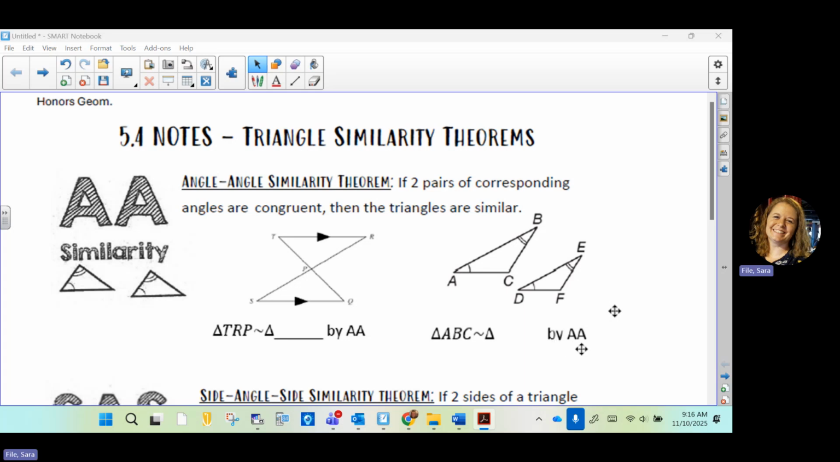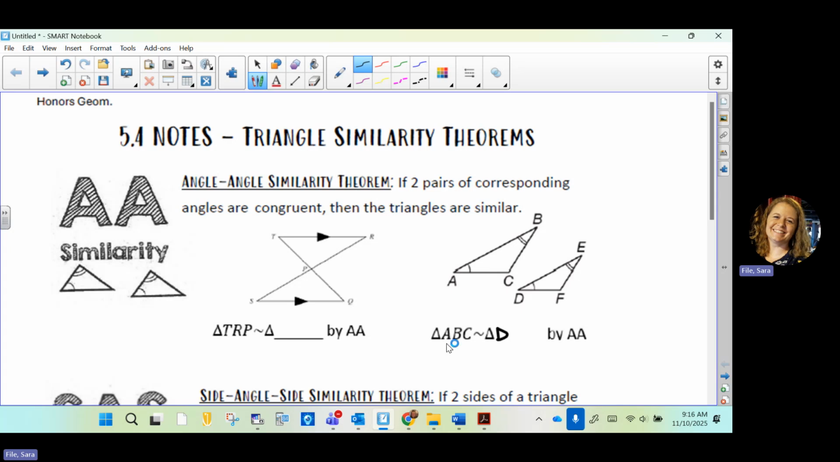So by the angle-angle similarity theorem. We need to name the second triangle. You get to choose the name of the first triangle. You have to do the second triangle in a specific order to correspond. So which angle is congruent to angle A? D. Since this triangle started with A, this triangle has to start with D.